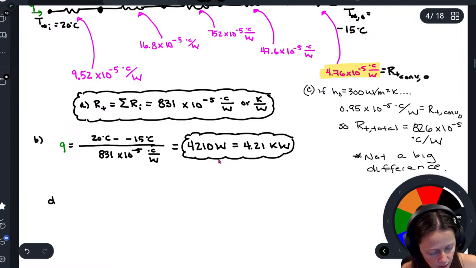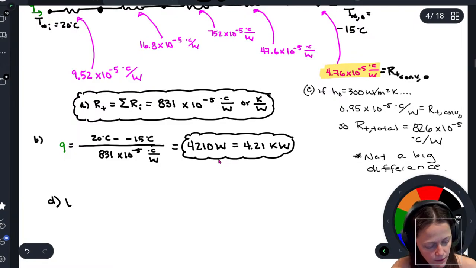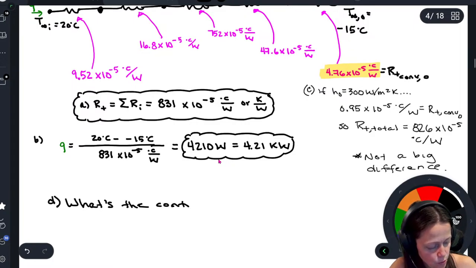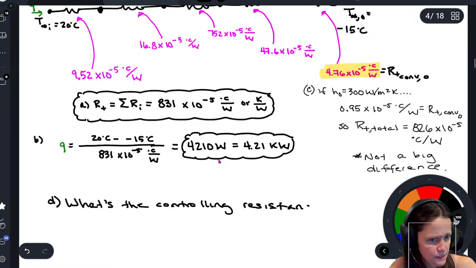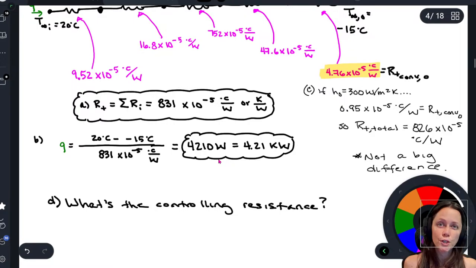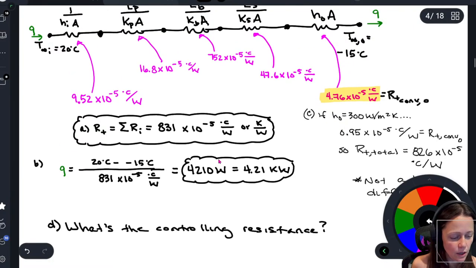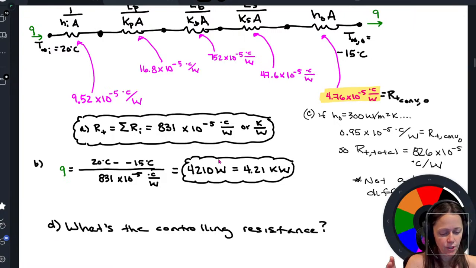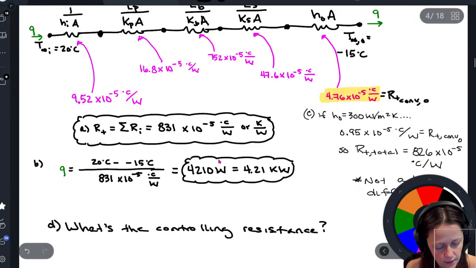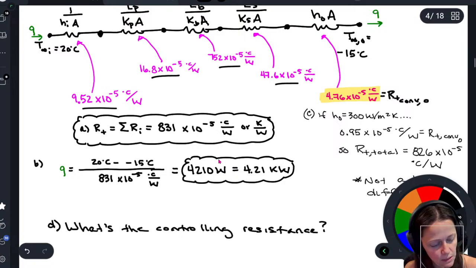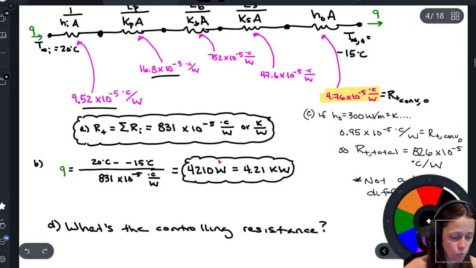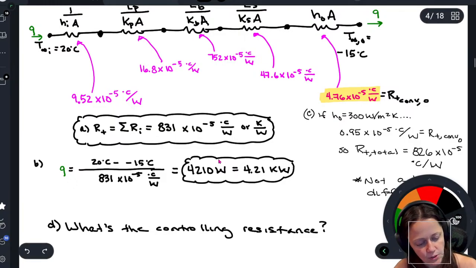Part D is asking, what's the controlling resistance, right? Which one makes the biggest difference? All you're doing is looking at the terms in pink. So this one, this one, this one, this one, and this one, and which one's the biggest one. You can see this one is clearly the biggest one.